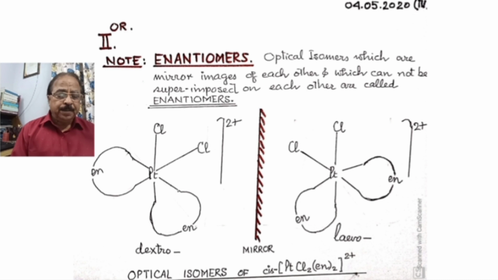So optical isomers which are mirror images of each other and which cannot be superimposed on each other are called enantiomers. If somebody asks you what are enantiomers, so this type of compounds, the optical isomers which are mirror images of each other and which cannot be superimposed on each other, are called enantiomers.